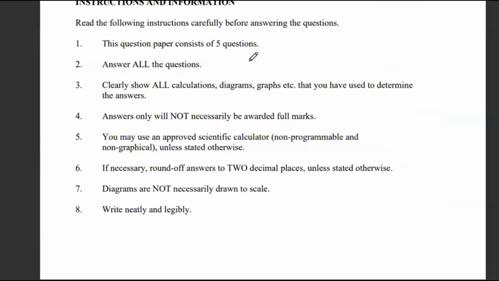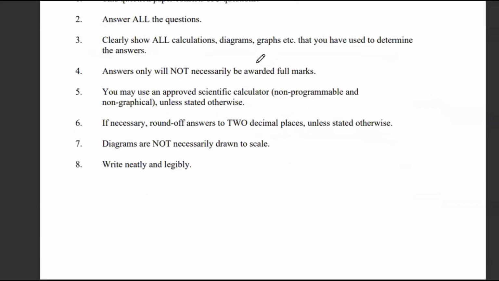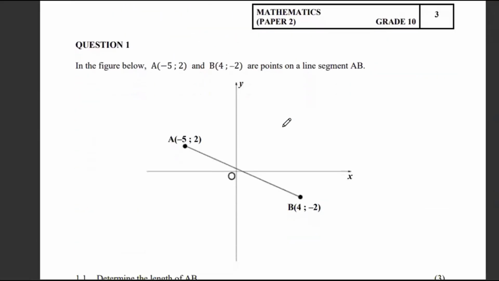For this paper, we have 5 questions. We have to answer all the questions. Rounding off is 2 decimal places, unless stated otherwise. Drawings are not accurate, so we cannot use estimations to really draw conclusions. Question number 1, which is analytical geometry.